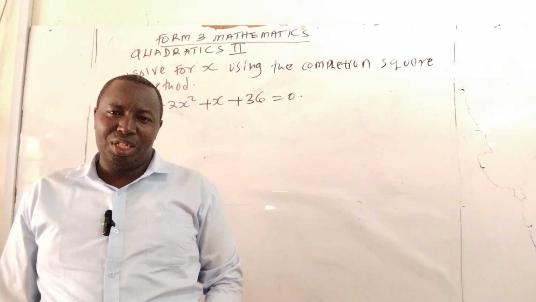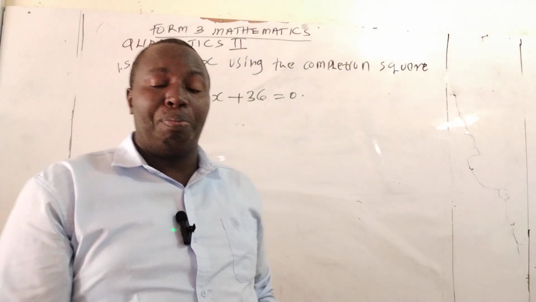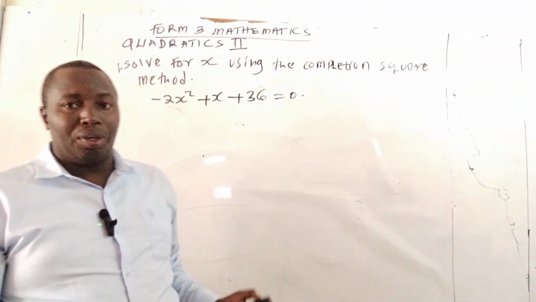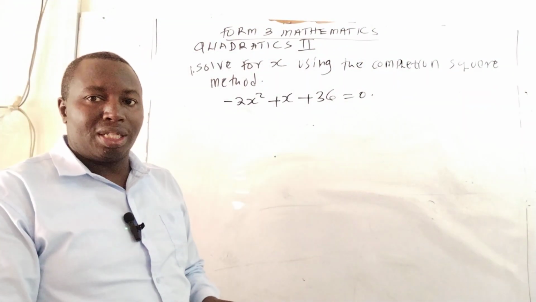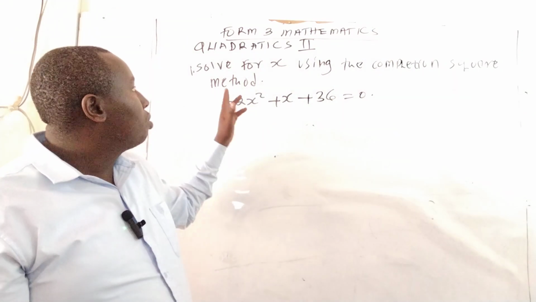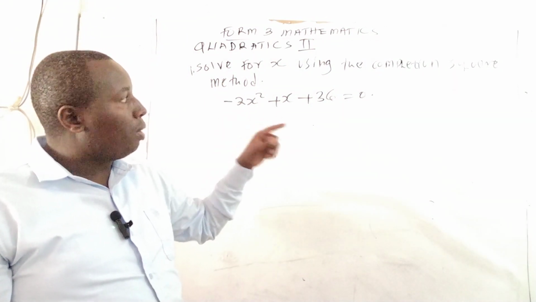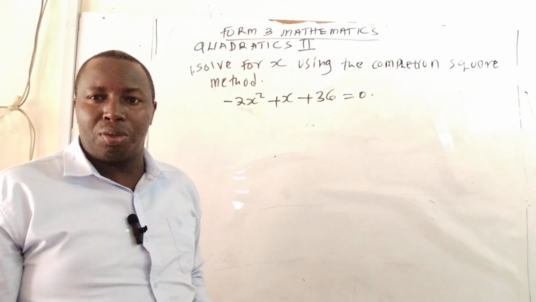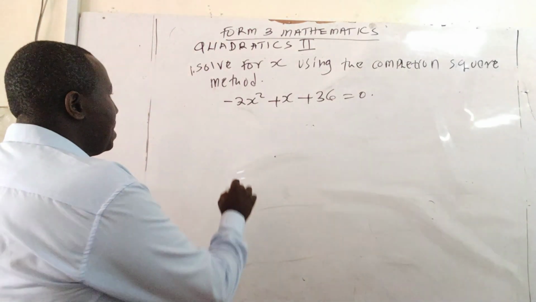And I've provided a question here on quadratics, that is the completing square method. So that's the question that I've provided here on this board. That is Form 3 mathematics, quadratics. So for x, using the completing square method to solve this question, let's see how you do this question.